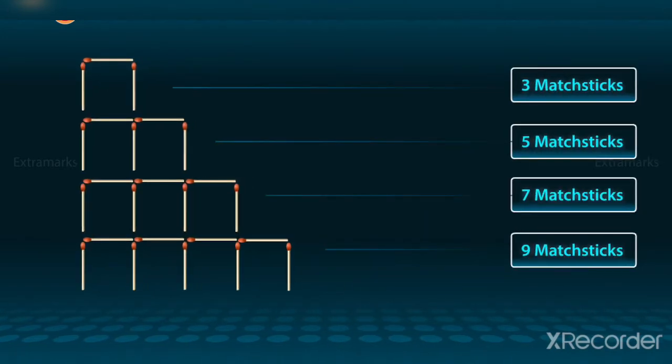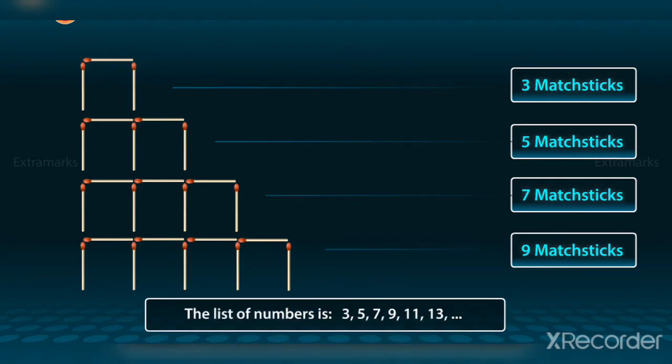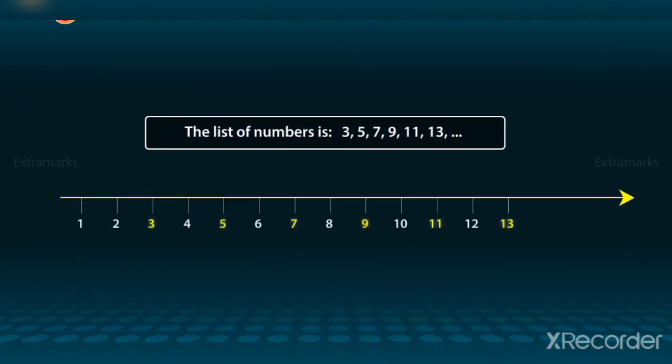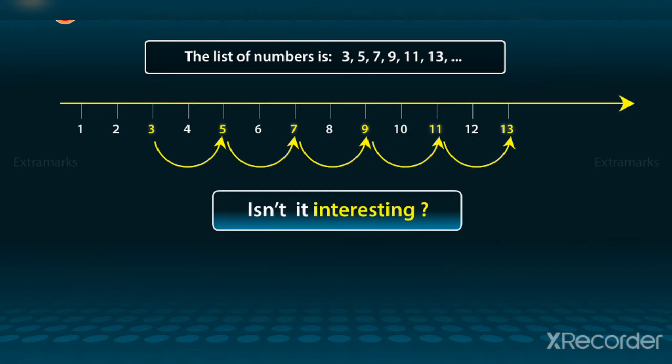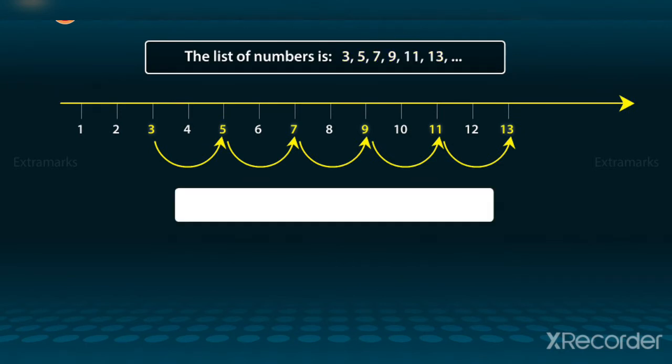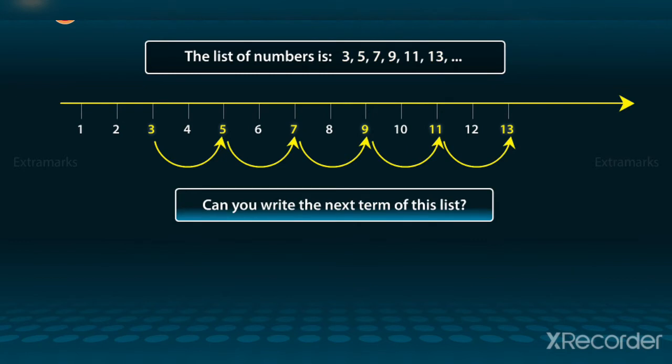In this way, you get a list of numbers of matchsticks used successively. The list of numbers is 3, 5, 7, 9, 11, 13, and so on. Observe these numbers on number line. Each successive number is 2 more than the previous one. Isn't it interesting? Each of the numbers in the list is called a term. Can you write the next term of this list?